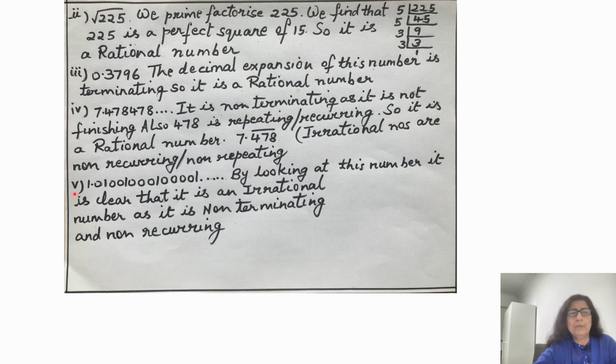We move on to part 5. 1.010010001 00001. By looking at this number, it is clear that it is an irrational number as it is non-terminating and non-recurring. So with this question, we finish exercise 1.3.